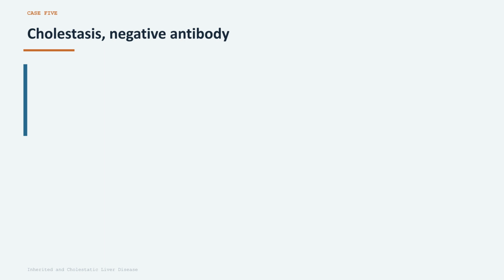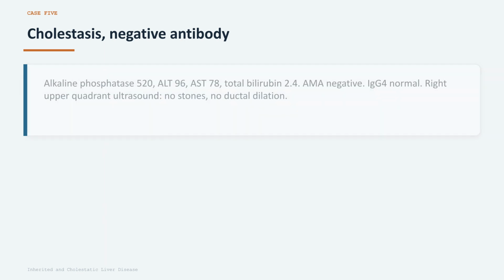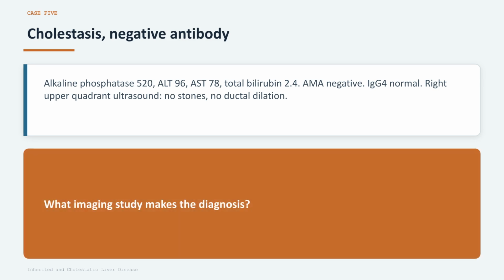The anti-mitochondrial antibody is negative. His immunoglobulin G4 level is normal. A right upper quadrant ultrasound shows no stones and no dilated ducts. So we have cholestasis, with a negative antibody and an unrevealing ultrasound, in a young man with ulcerative colitis. What imaging study makes the diagnosis?